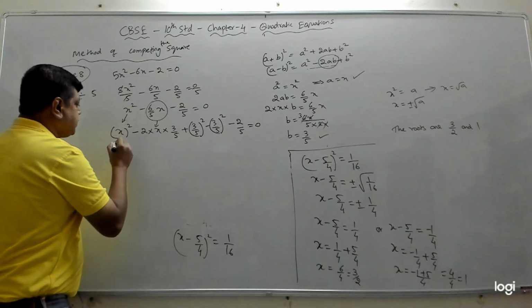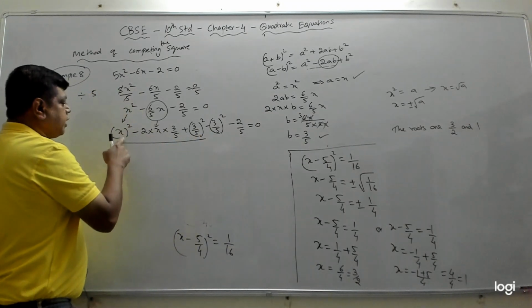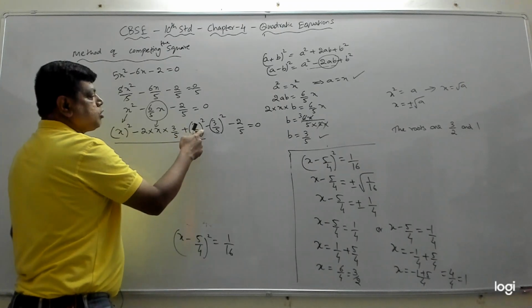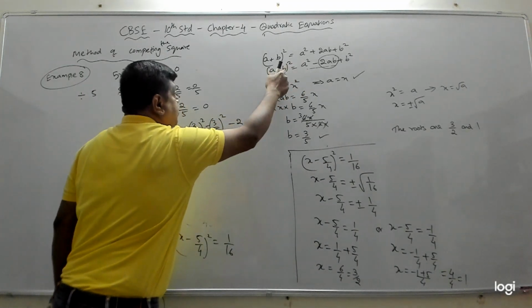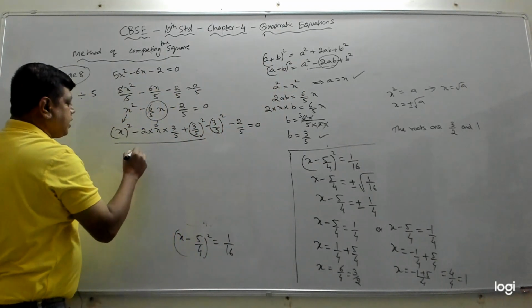Now what is the value of these three terms? This looks like what now? A square minus 2ab plus b square. What is a square minus 2ab plus b square? It is a minus b the whole square. What is a here? A is x.